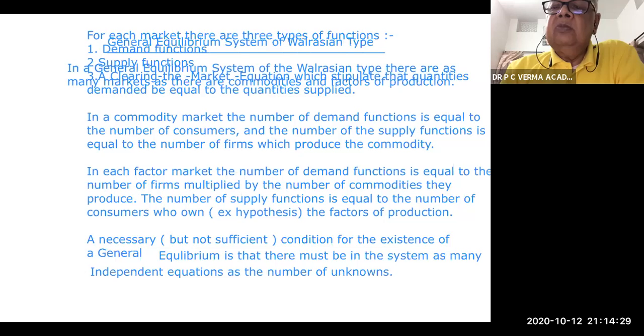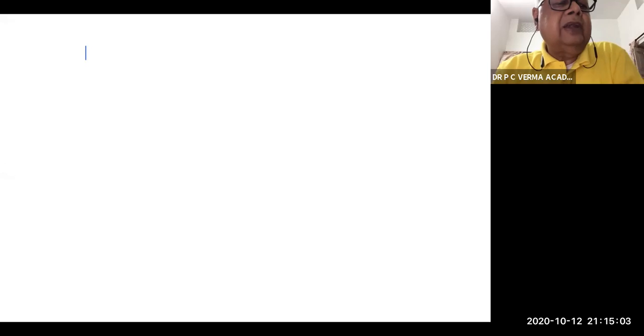Independent equations as the number of unknowns. Something is left, so you write it down.